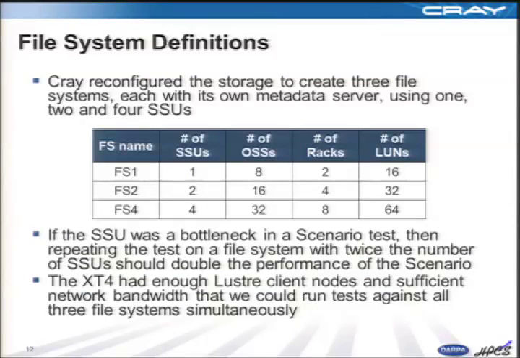So here's what we did for file system definitions. We had FS1, which is one of those SSUs, 8 OSSs, and then 2 racks, and then on down for the 3 definitions. So we had 1, 2, and 4 SSUs.